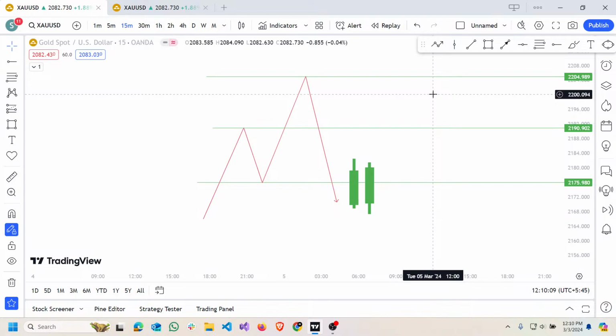Yeah, that is setup two. That is a fake out setup. Okay, that's basically a fake out setup.